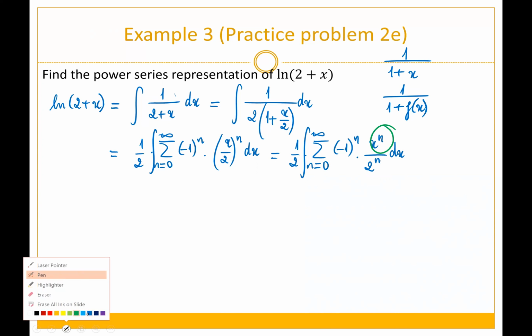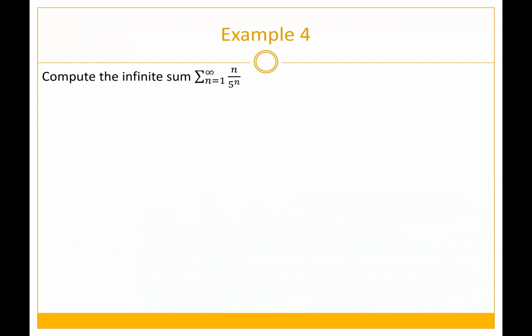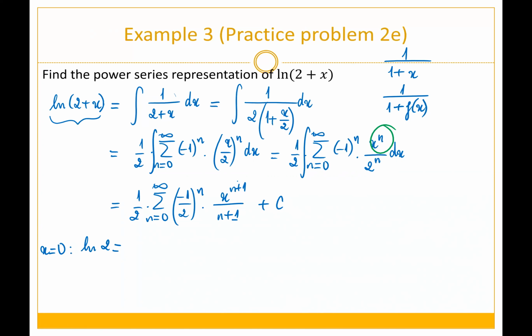So we're going to have that equal to the series of negative 1 to the n over 2 to the n, multiplied by x to the n plus 1 over n plus 1, plus c. And so to determine the value of c as well, we can plug in x equals 0. Because when x equals 0, this part on the left is equal to ln of 2. And when x equals 0, every term here is equal to 0.